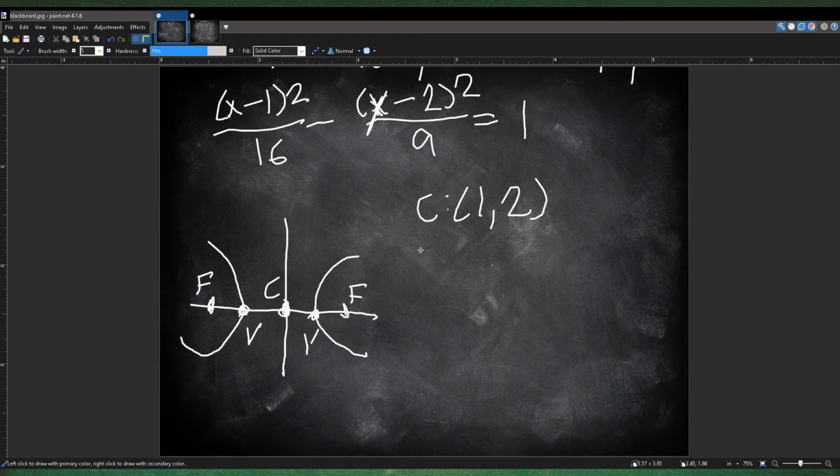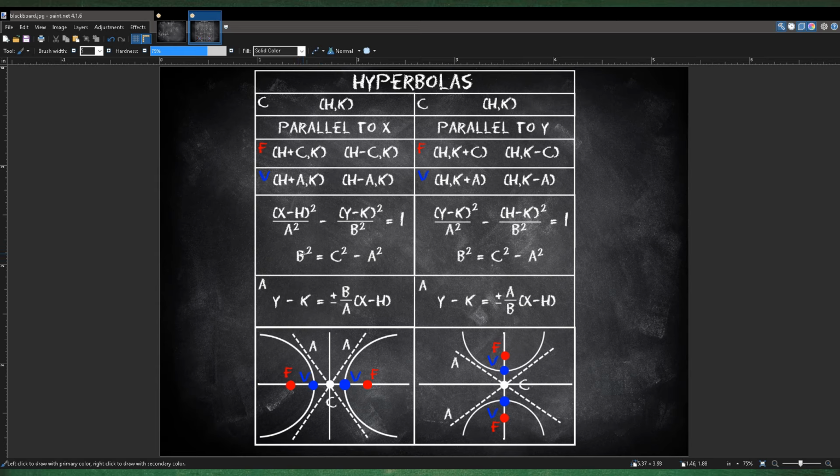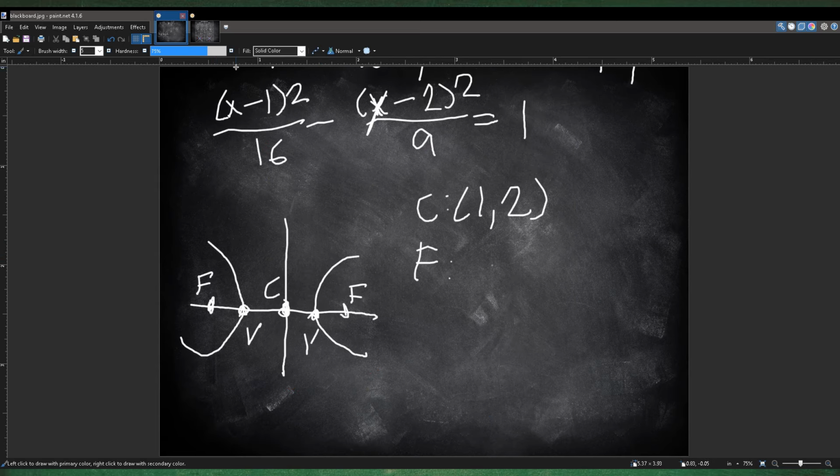Now for the foci. The foci are further out, right? So you have to remember, this is the only portion you need to remember. It's the b squared plus the a squared term, and then you square root it to get the constant. So 16 plus 9, and you square root it to get that constant. 16 plus 9 is 25. Square root of 25 is 5. So the constant is 5. Okay? So to get from C to this focus, you have to add 5, and to get from C to the other focus, you have to subtract 5.